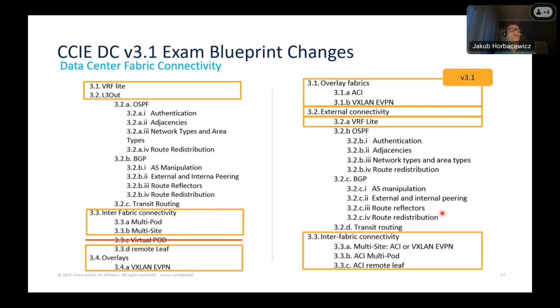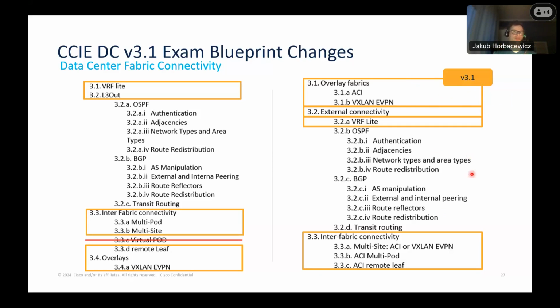Moving on to domain number 3, which is data center fabric connectivity. This domain is all about how to create and manage connections within and between data center networks. When you look at the updated exam blueprint, you'll notice that right now it could ask about 2 different types of overlay technologies, ACI and VXLAN EVPN. So they are equally treated, right?